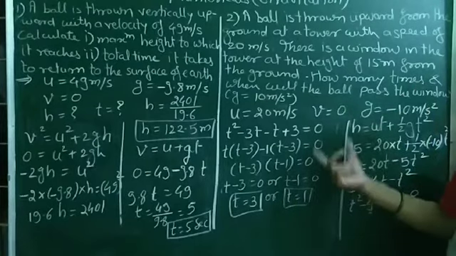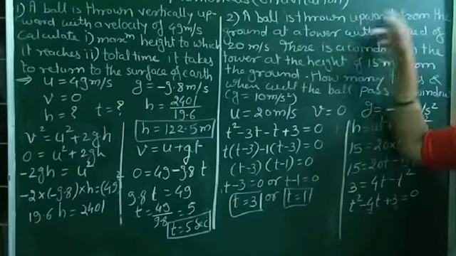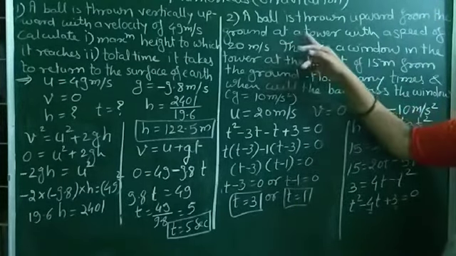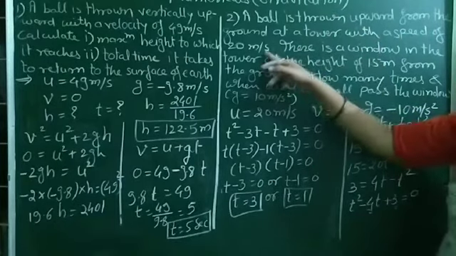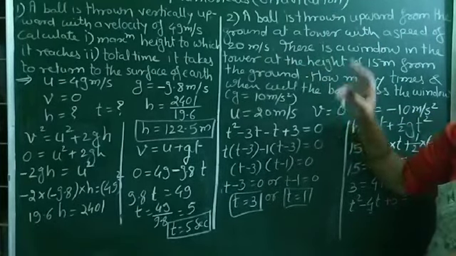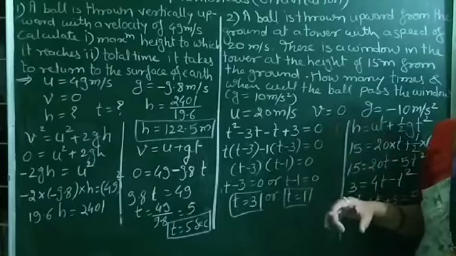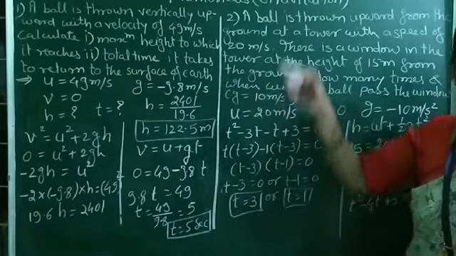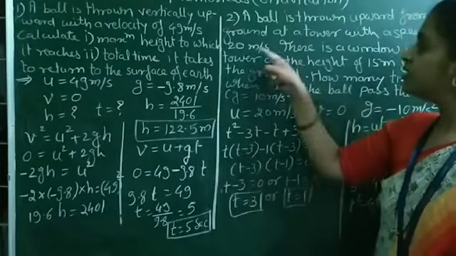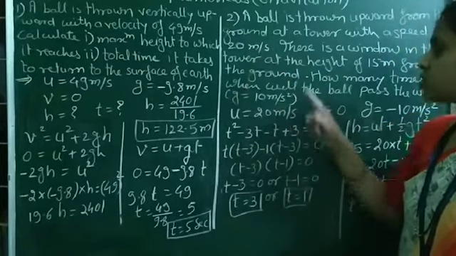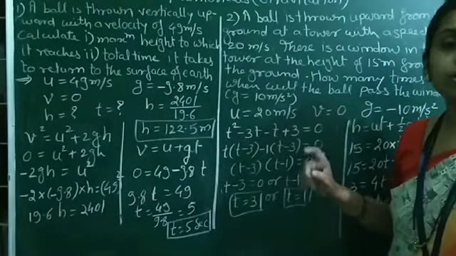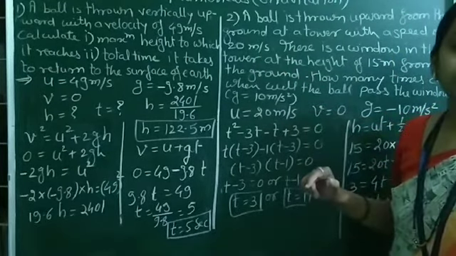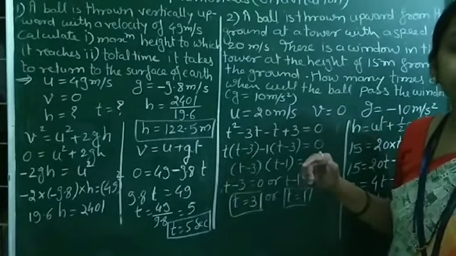So this is the numerical, that is, a ball is thrown upward from the ground at the tower with a speed of 20 meter per second. So what we have to find? First we have to find how much height is attained by the ball with the speed 20 meter per second. That height will be 20 meter.